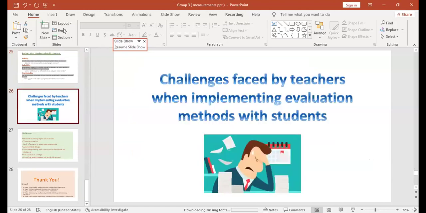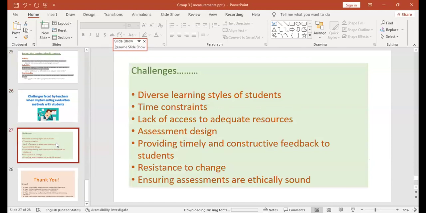I'm going to present the challenges faced by teachers when implementing evaluation methods with students. Although there are several challenges, due to time constraint, I have selected 7 challenges to discuss here. First one is diverse learning styles of students. Students have different learning styles. Therefore, teachers find it difficult to design and assess their ability.